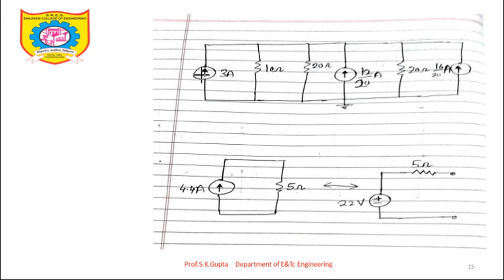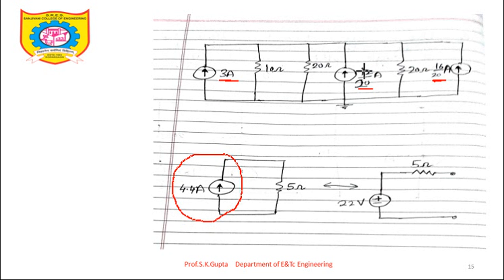Now these three current sources, this 3 ampere, this 12 by 20 ampere, and this 16 by 20 ampere, are connected in parallel. So whenever current sources are connected in parallel, we add them according to the polarity. As all are having the same polarity, in this case we will add. If any one is having opposite polarity, then we subtract that current. So we will add this 3 ampere, this 12 by 20 means 0.6 ampere, and this 16 by 20 means 0.8 ampere. So I will get the final answer as 3 plus 0.6 plus 0.8, which is 4.4 ampere.